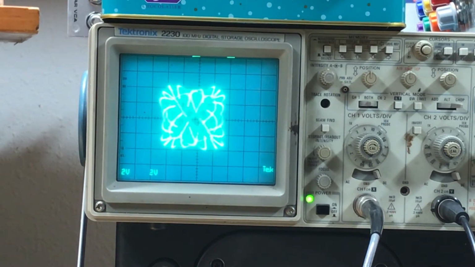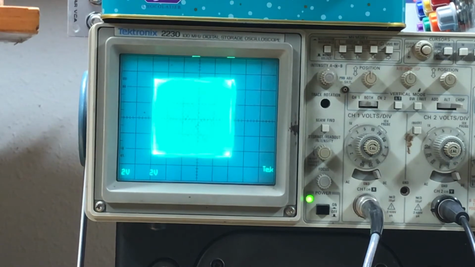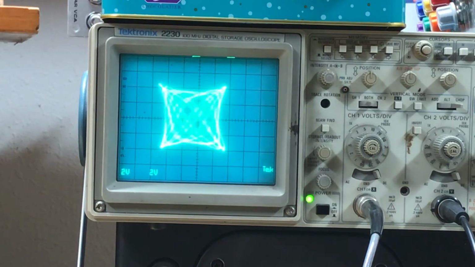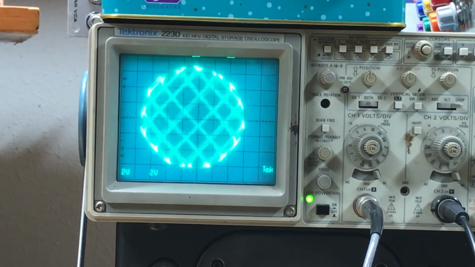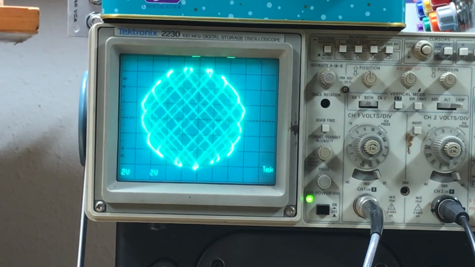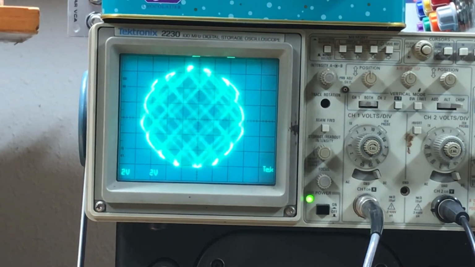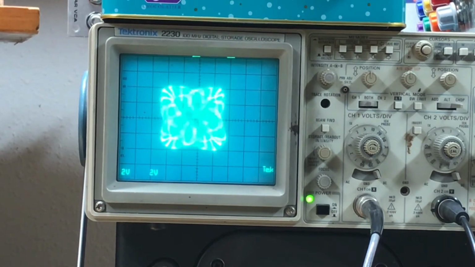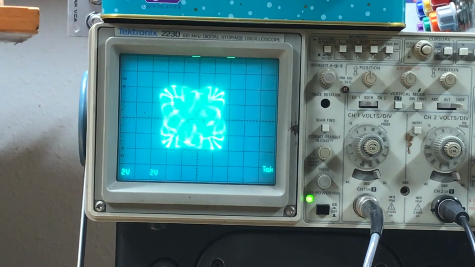What happens if I do that with a sine wave? It's not that interesting. Or a triangle wave. But for some reason, square wave gives you a big old circle, which is really cool. And zigzag wave gives you this funky thing, which I love.